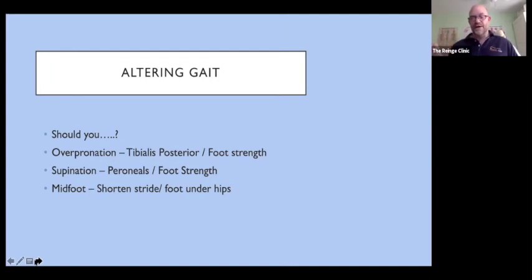Nothing's going to go wrong with that, apart from the fact it will feel a little bit odd when you do it. There'll be nothing more than that to it. If you strike on the ball of the foot, again, there's no reason why you shouldn't try and basically do the opposite.